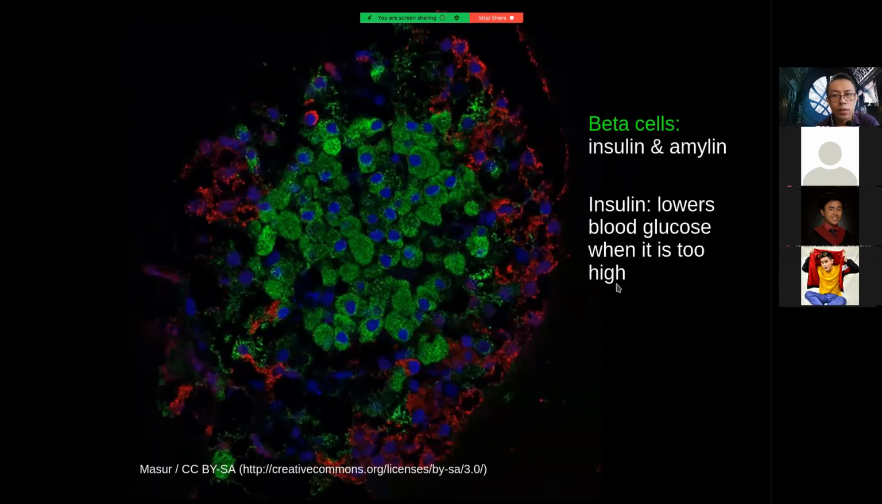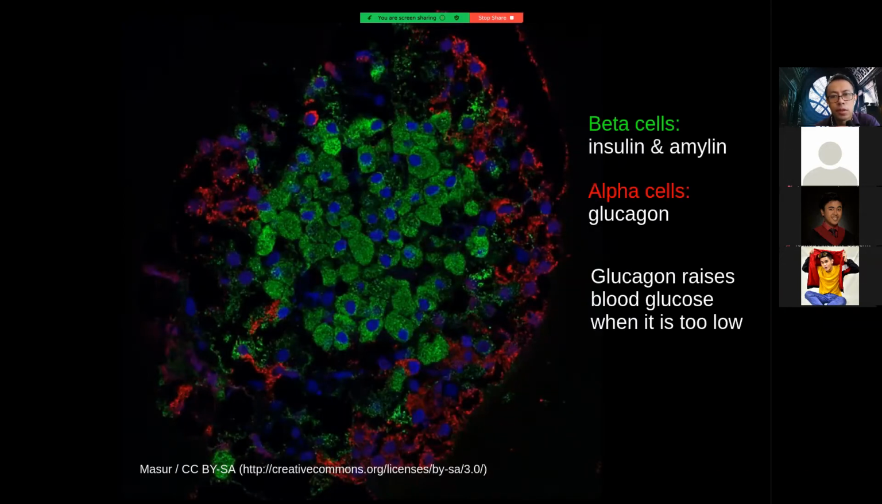So that's what it does. It lowers the blood sugar when it's too high. And alpha cells, which are the reddish ones, as you can see, are a minority, and in the periphery produce the opposite of insulin, which is glucagon. So glucose gone, glucagon. So it raises the blood glucose when it's too low.